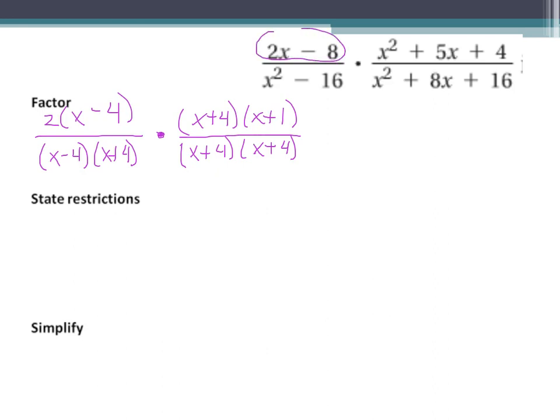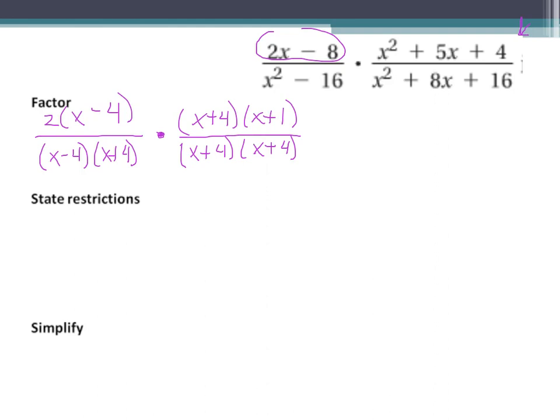For the second one, two numbers that multiply to get negative 16, add to get 0, are going to be positive and negative 4. For my top right side, two numbers that multiply to get 4, add to get 5 would be 4 and 1. And the bottom, two numbers that multiply to get 16, add to get 8 would be 4 and 4.